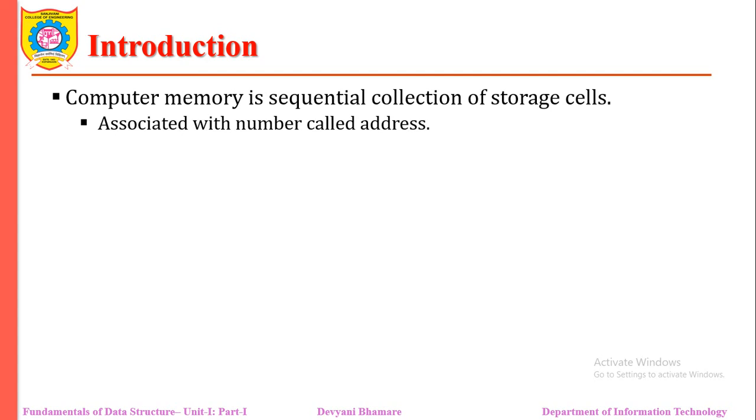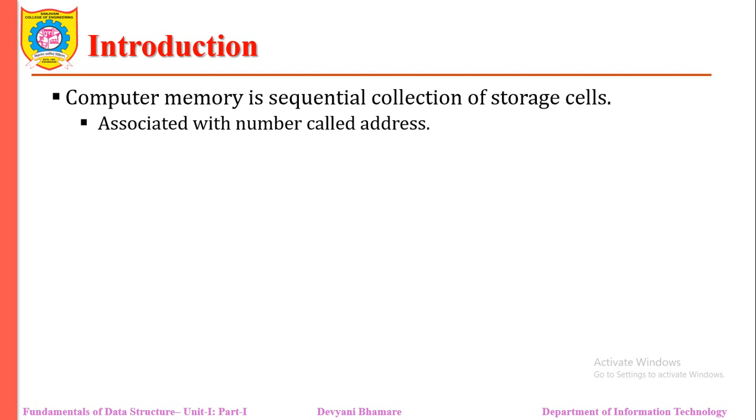When a variable is declared, what happens? The compiler allocates some memory. For example, I have given int a = 10. Then we say the compiler allocates 2 bytes of memory. The name of the memory is a and the value 10 is assigned.